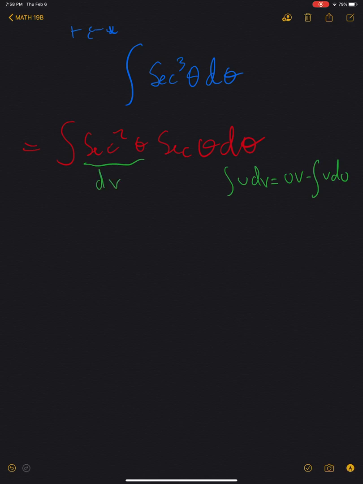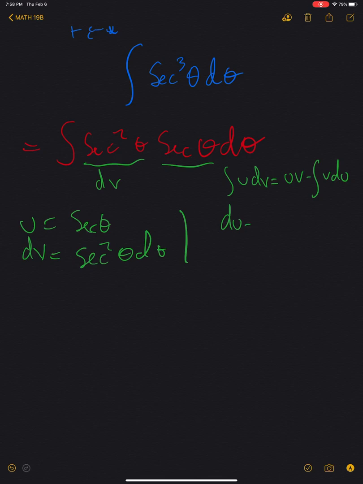In this case, since I noticed that secant squared is the derivative of something, this is the natural candidate for the dv. Then I can do secant to be my u, and I can apply the integration by parts formula. So in this case, I would get u equals secant theta, and then dv equals secant squared theta d theta. This will give me du, which is the derivative of secant, to be secant theta tangent theta d theta, and v, as we said, that is just tangent theta.